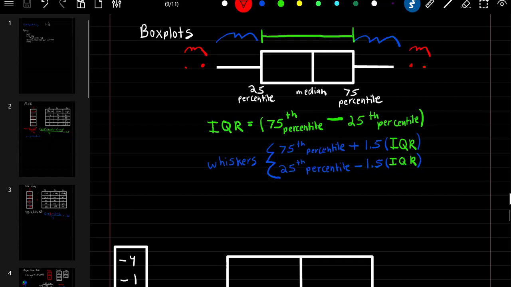So the rectangle length, or the 75th percentile minus the 25th percentile, is also known as the IQR, or interquartile range. And the upper whisker can be solved as the 75th percentile plus 1.5 times this IQR, and the lower whisker can be solved as the 25th percentile minus 1.5 times this IQR. And anything past these 1.5 times the IQR plus the 75th or minus the 25th are known as outliers. So here we see in green, this is the IQR, blue is the whiskers, and red is the outliers.